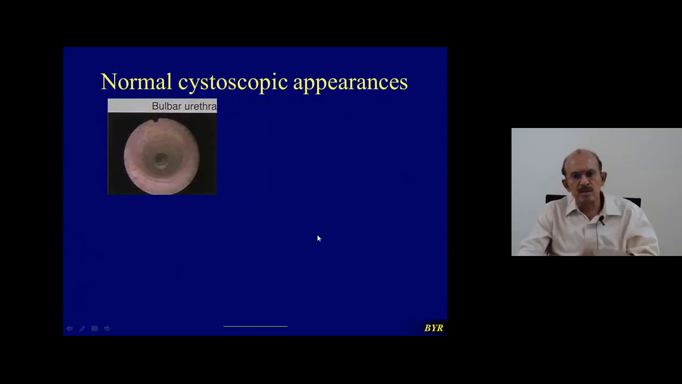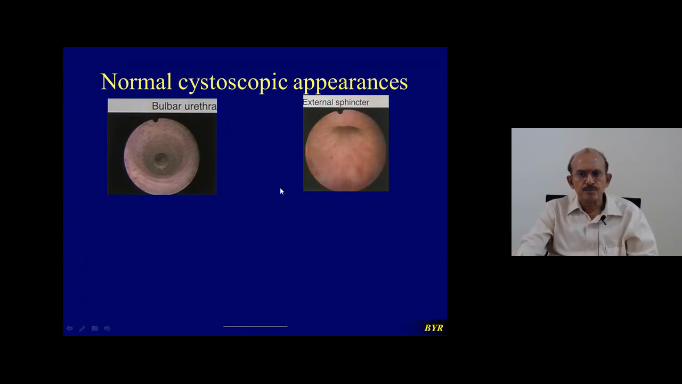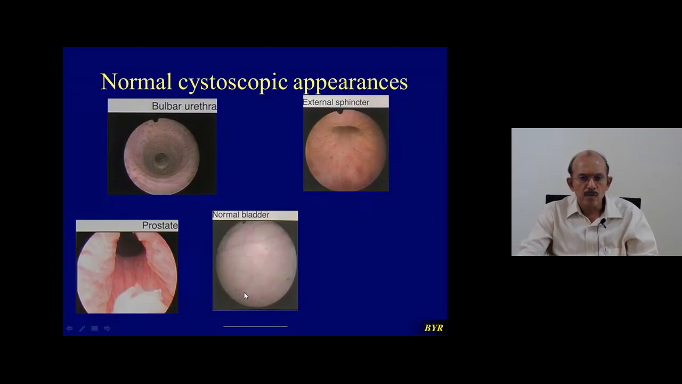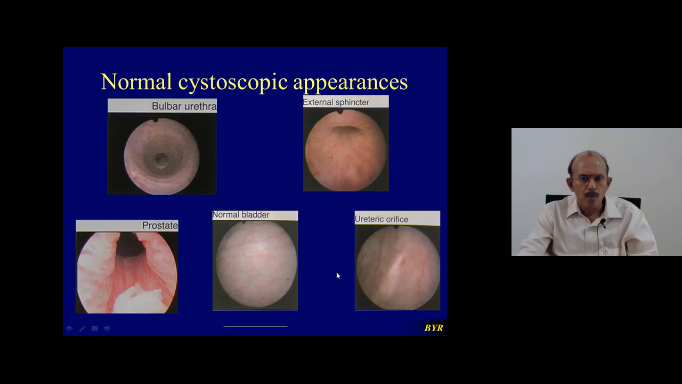So these are some of the normal cystoscopic appearances. This is the bulbar urethra. This is the urethral opening. This is at the level of the external sphincter. This is in the prostate. You can see the prostate lobes. These are the lateral lobes. This is the verumontanum. This is the normal bladder. You can see fine blood vessels coursing on the wall of the bladder. And you can see here the ureteric orifice.